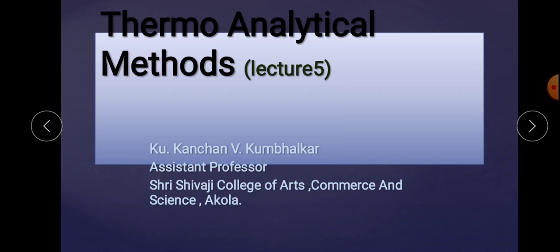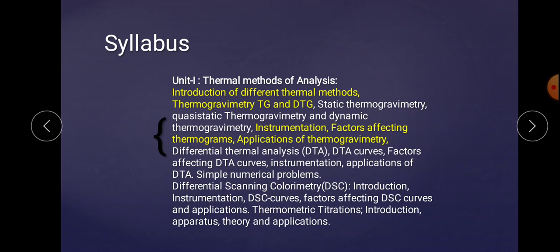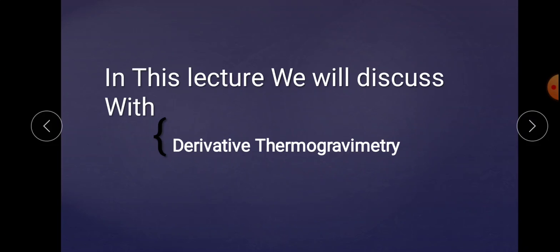I am here to deliver the fifth lecture of thermoanalytical methods. So let's check out the overall syllabus of thermal methods of analysis. It includes the introduction of differential thermal analysis, TG and DTG, instrumentation, factors affecting the thermogram, and applications of thermogravimetry, which we concluded in the previous lecture. In this lecture, we are going to discuss derivative thermogravimetry.